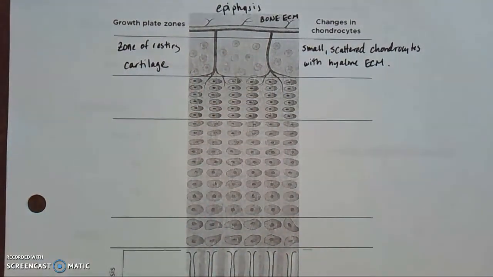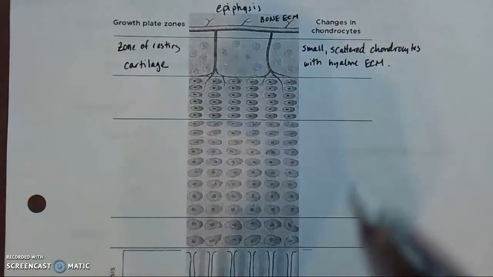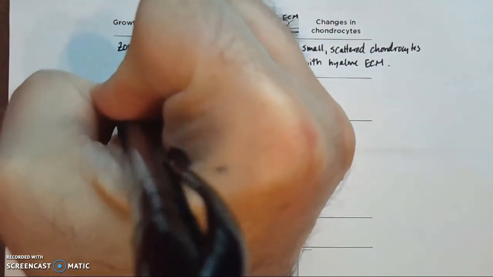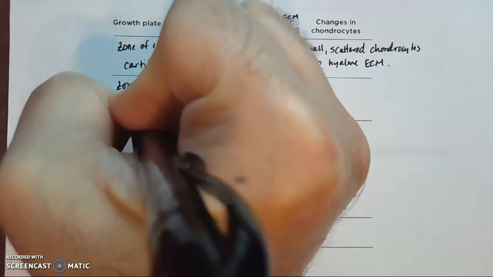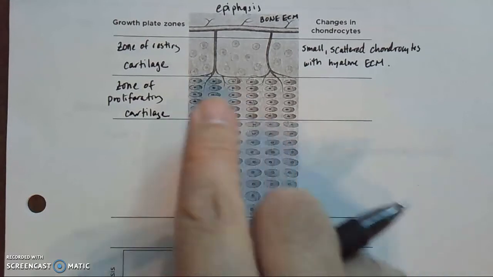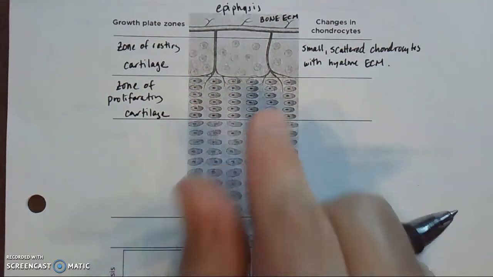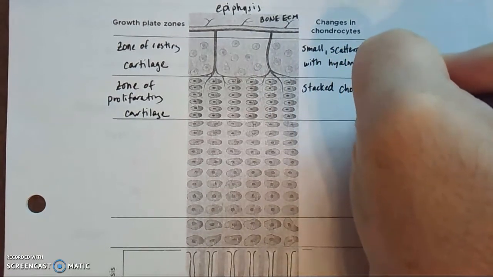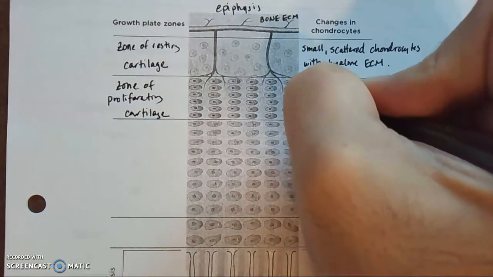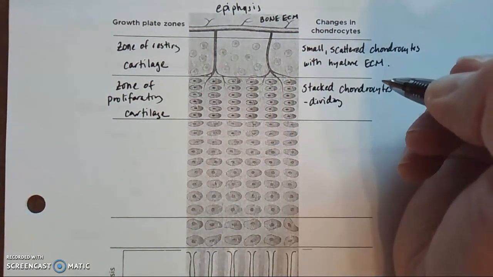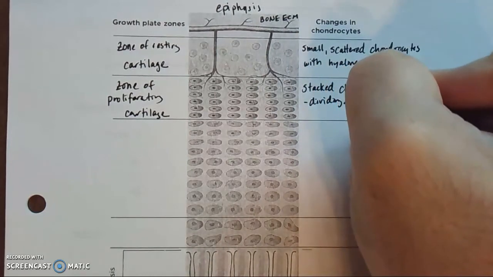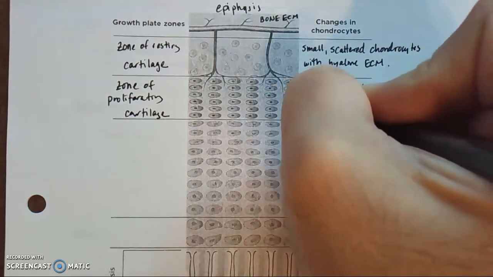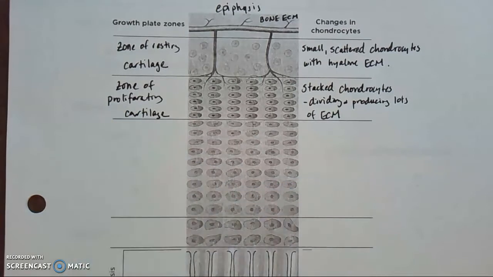So as we move down or distally away from the bone, we end up coming to the zone of proliferating cartilage. And in this zone, you can see the chondrocytes are kind of stacked up. So we have stacked chondrocytes dividing. So we have them actively dividing by mitosis and producing lots of ECM. So that's why it's proliferating. To proliferate means to be fruitful and multiply. So these are doing that.